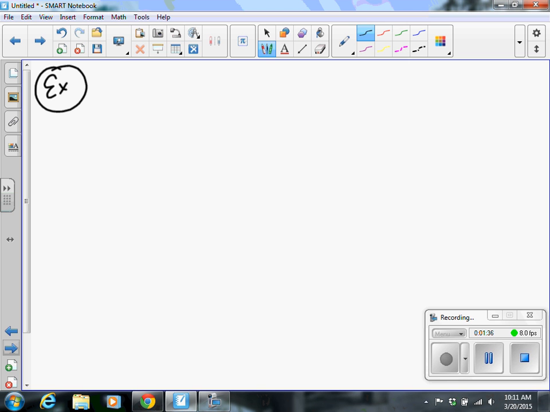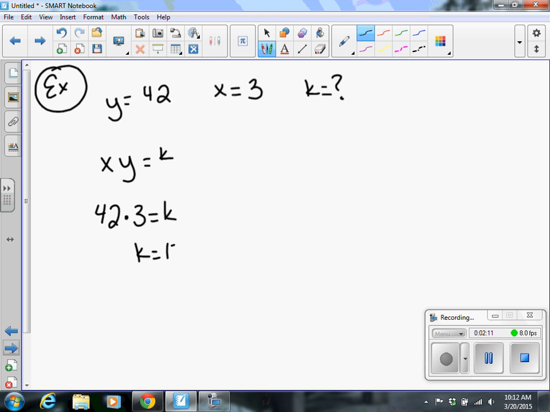So for you guys, let's say that y equals 42, x equals 3, and you need to determine what k is. You need to also figure out your true equation, which is what the overall goal is. I need to first find k, so I'm going to use x times y equals k. So I have 42 times 3 equals k. K then equals 126. So my equation then is y equals 126 over x.